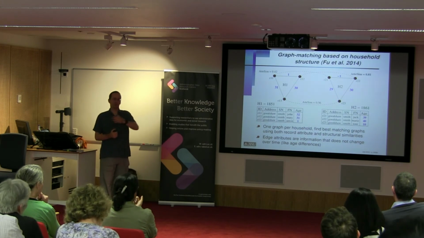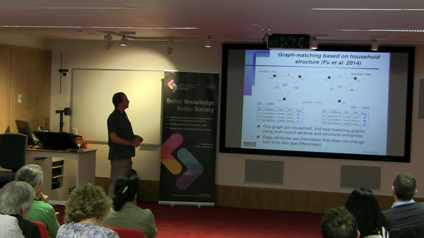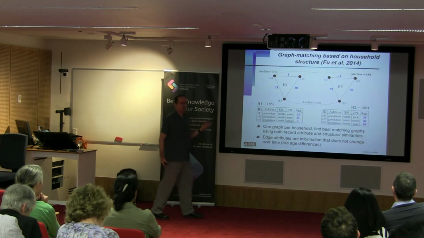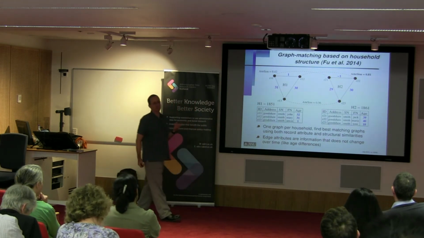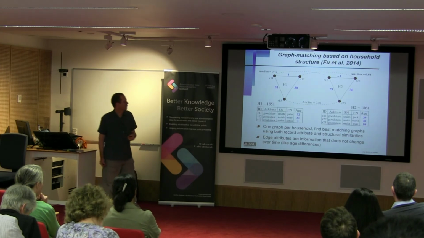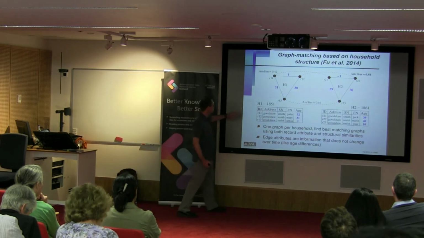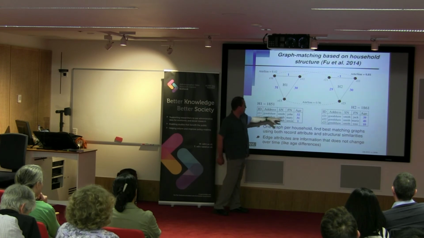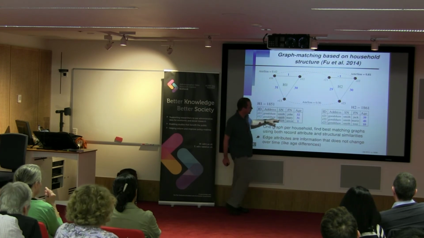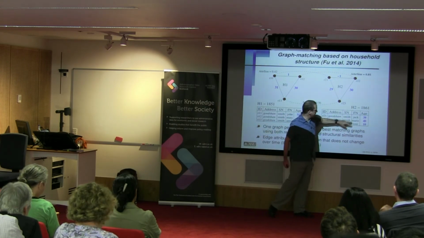Again, looking at the temporal census records we had, this is what we call a graph-based approach. So we're basically generating a graph for every household. Again, we have two examples. This is the first household. We have three people: John, Mary, and Anton Smith. And over here we have Jack, Mary, and Tony Smith.